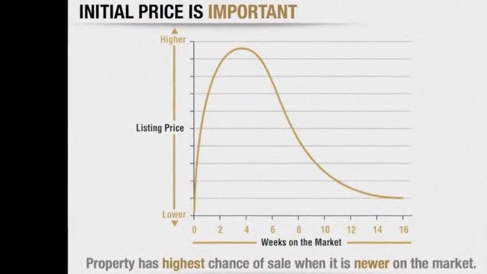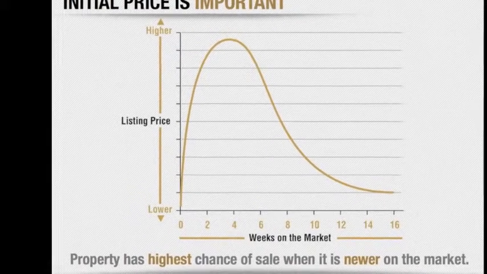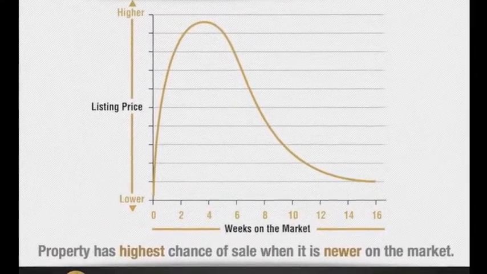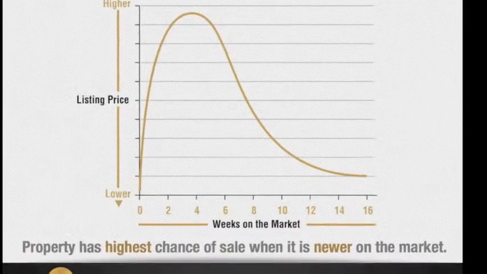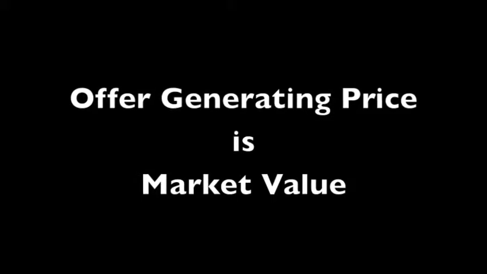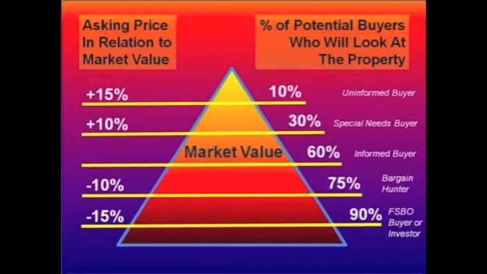So why is this information so important? Because a property has the highest chance of selling when it's newer on the market. This is why identifying market value, the offer-generating price, is so critical to pinpoint pricing. If priced at or below market value, a property is seen and considered by 90% of buyers. Conversely, if priced above market, it's seen by a mere fraction of buyers. So which one is most likely to produce a buyer?